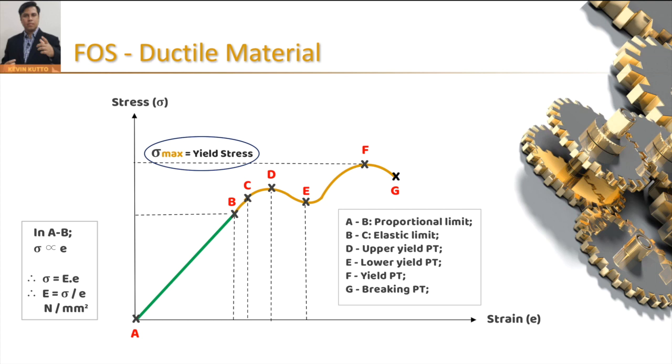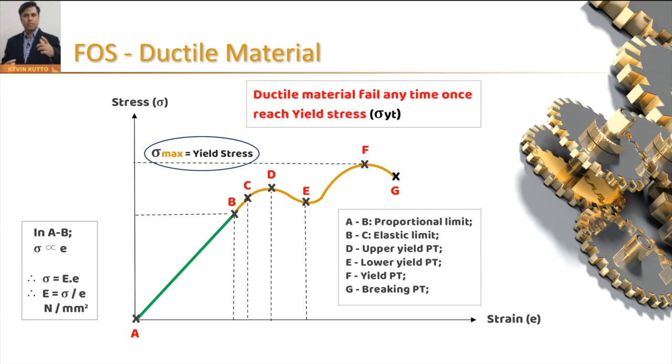And how to remember this? Because yielding happens only in a ductile material, so it's very easy to remember, right? So yield stress is the maximum stress on a ductile material, and as soon as our material crosses yield stress, it can fail anytime at the breaking point G. So this is how a stress strain curve of ductile material looks like.